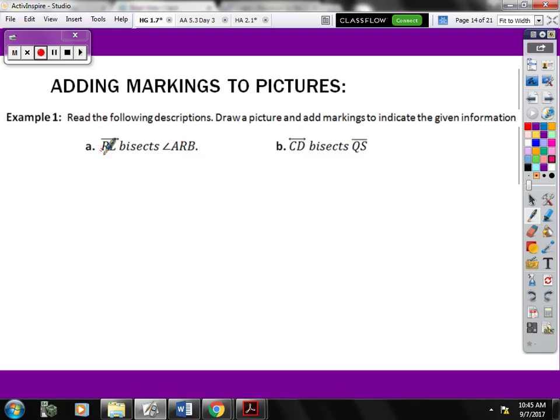So this says ray RL bisects angle ARB. So the first thing I would start drawing is I would draw angle ARB. Does it matter what it looks like? No, it just needs to be an angle. I would make it big enough that you can add something in the middle of it. Okay, so I'll start with an angle. Again, you could make it more obtuse, more acute, it doesn't matter. But we need to put points A, R, and B. Does it matter where I put them?